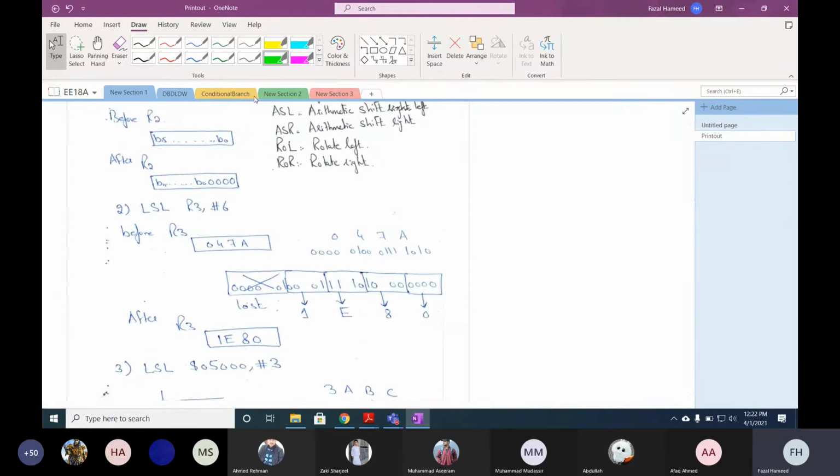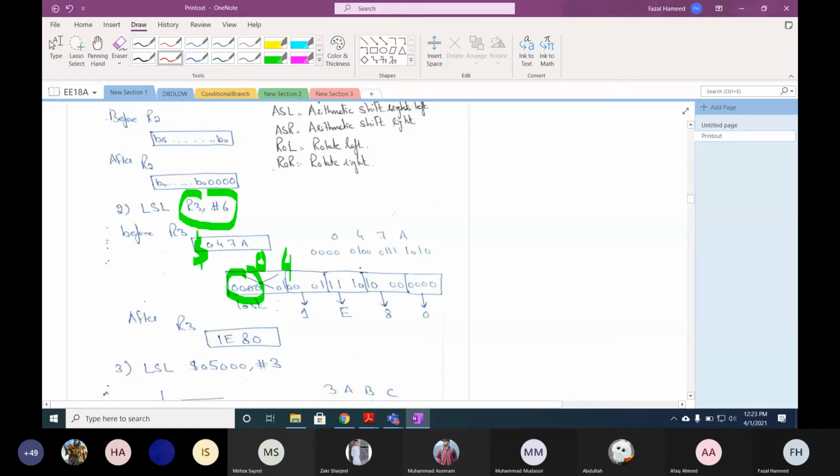Now, if you look at this example, logical shift left R3 with the hash of 6. What is the contents of R3? If it is in hexadecimal, it is 0, 4, 7A. So these are the contents of R3 before.